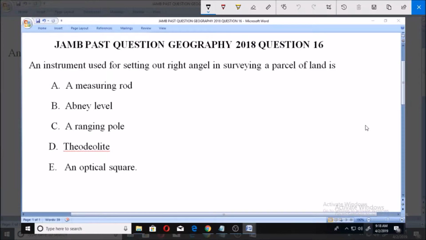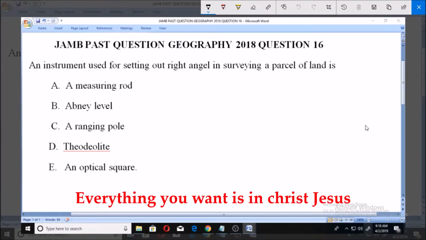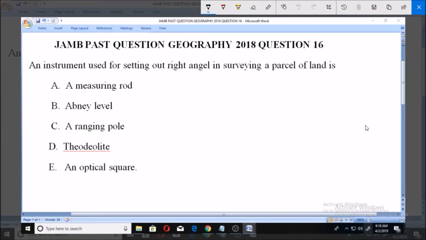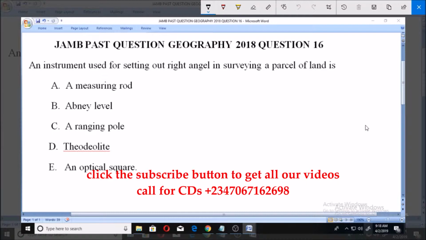Let's look at this JAMB past question, Geography 2018, question number 16. An instrument used for setting out right angle in surveying a parcel of land is: A, measuring rod; B, Abney level; C, a ranging pole; D, theodolite; E, an optical square.